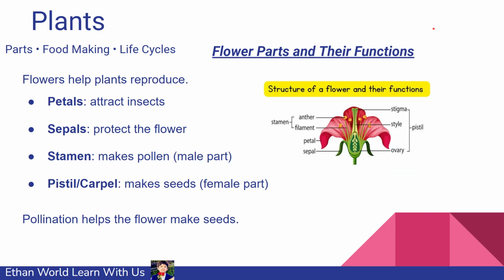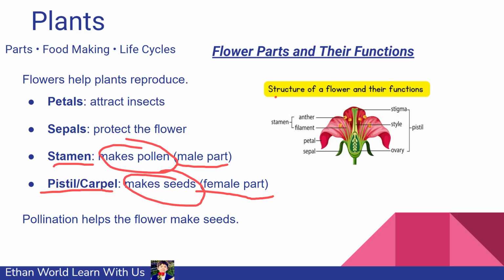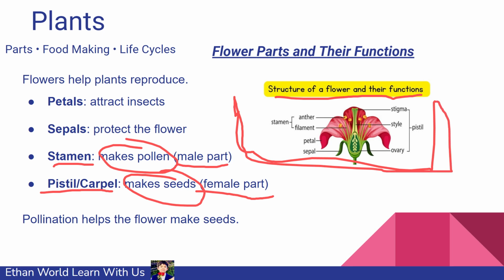Let's talk about flower parts and their functions. Flowers help plants produce. Petals attract insects. Sepals protect the flower. Stamen makes pollen. They're also known as the male part, while the pistil and carpel are known as the female part because they make seeds. The structure of a flower and their functions. You can look at this. This is a very useful diagram that you will need to know if you're taking a test. Pollination helps the flower make seeds.